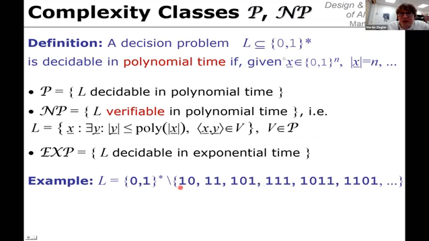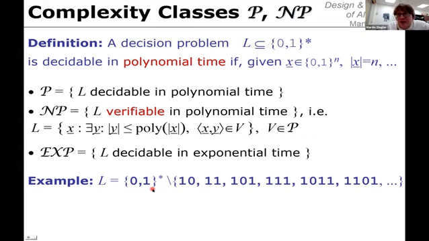So what is 10 in binary? What is 11 in binary? What is 101 in binary? What is 111 in binary? Make a guess. What kind of numbers are these here in binary? Right, so you've guessed correctly.